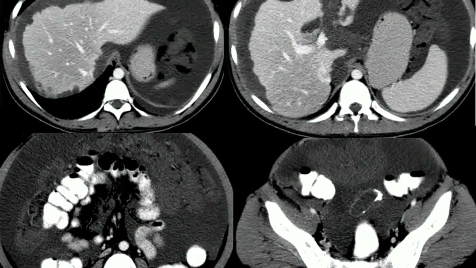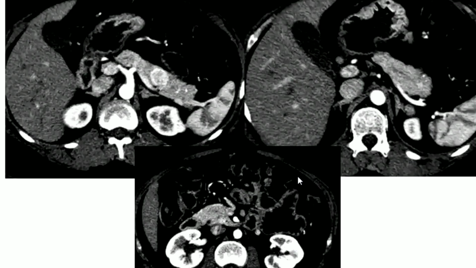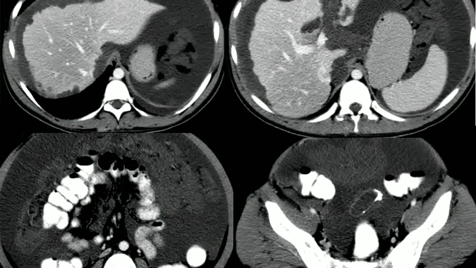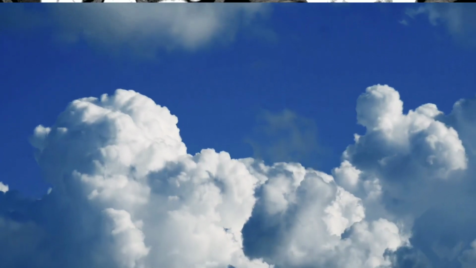Less commonly, as you said, the other differential is a mucinous ovarian neoplasm, and less commonly a mucinous tumor of the colon. So make sure that you evaluate the entire colon; there are no definite masses in the colon. So this is a case of mucinous adenocarcinoma of the appendix with pseudomyxoma peritonei.